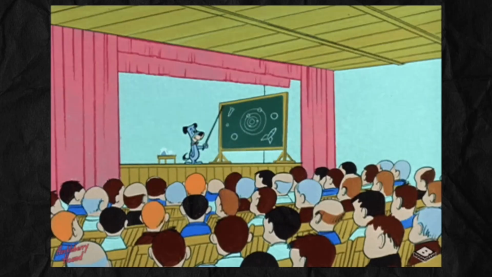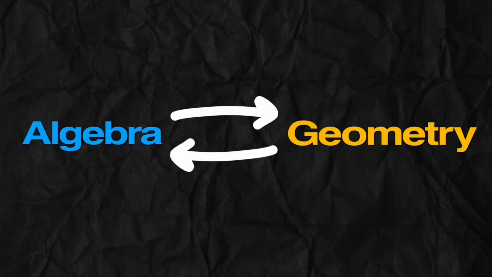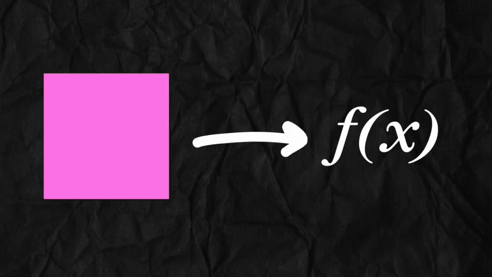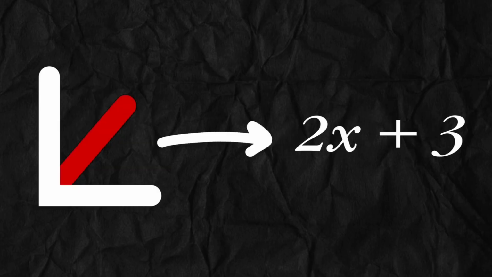Now, here's what's actually happening when you bring algebra and geometry together. Coordinate geometry places shapes on a numbered grid. Every point on the grid has an x coordinate and a y coordinate. This means you can describe any shape with equations instead of drawings. A straight line on the grid is described by a linear equation.